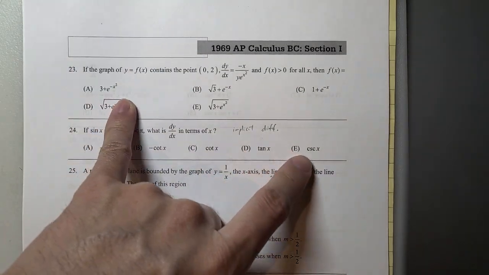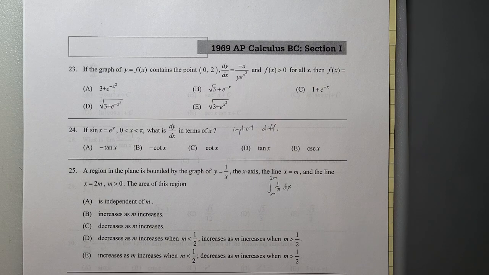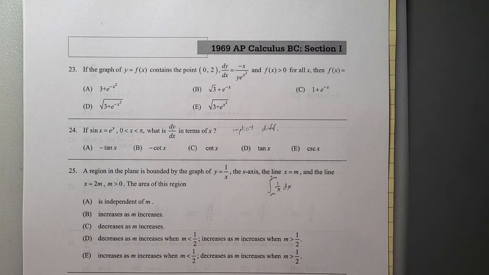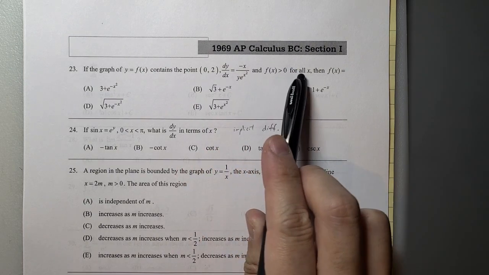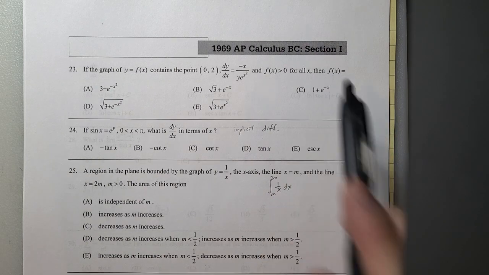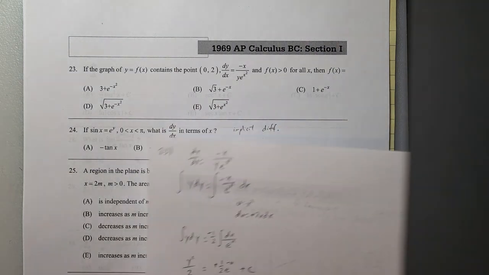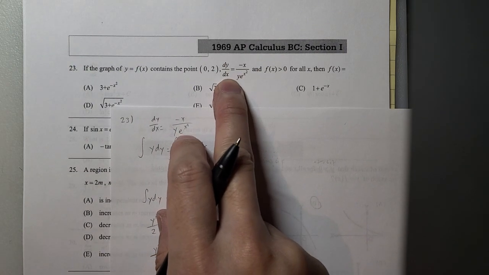Okay. This one, looks like I probably did it. Yes, this has quite a lot of work actually. If the graph y is f of x contains the point 0, 2, dy dx is this guy, and f of x is greater than 0 for all x, then f of x is equal to what? They give us this. We will need to solve this differential equation basically.